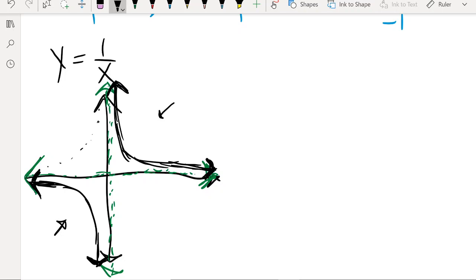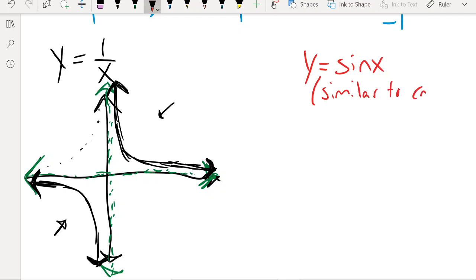For y equals 1 over x squared. So I won't really talk too much about that. I'll just go straight into a couple trig functions here. So it's good to know y equals sine of x, which is very similar to cosine.